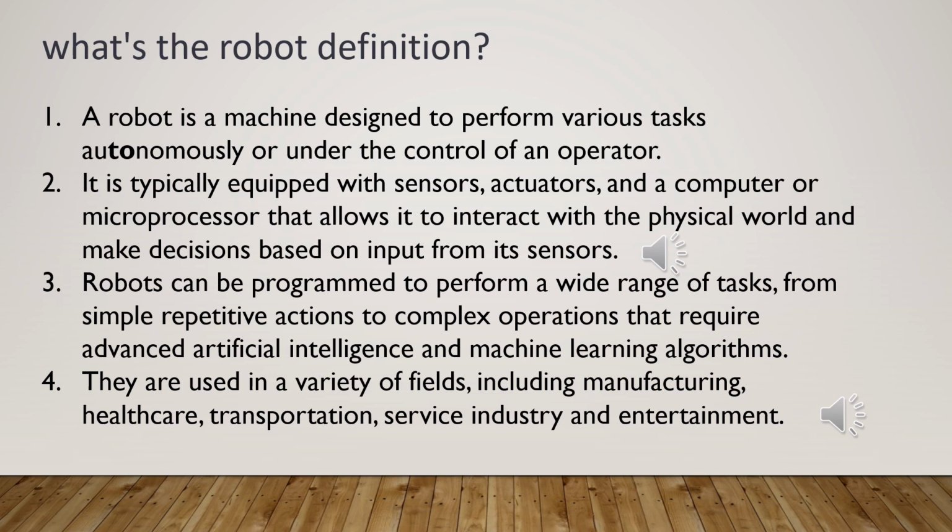What's the robot definition? A robot is a machine designed to perform various tasks autonomously or under the control of an operator. It is typically equipped with sensors, actuators, and a computer or microprocessor that allows it to interact with the physical world and make decisions based on input from its sensors.